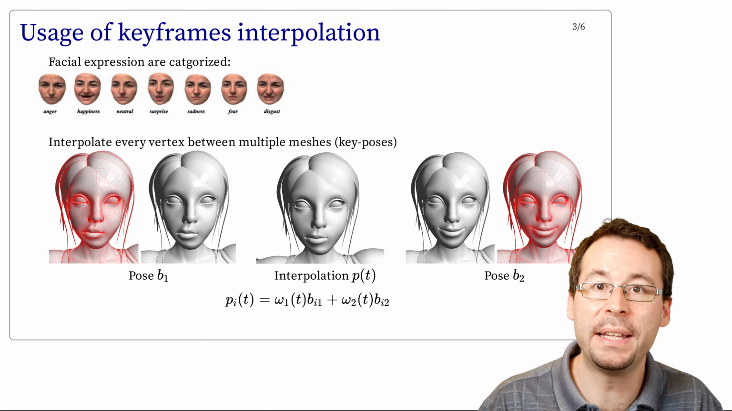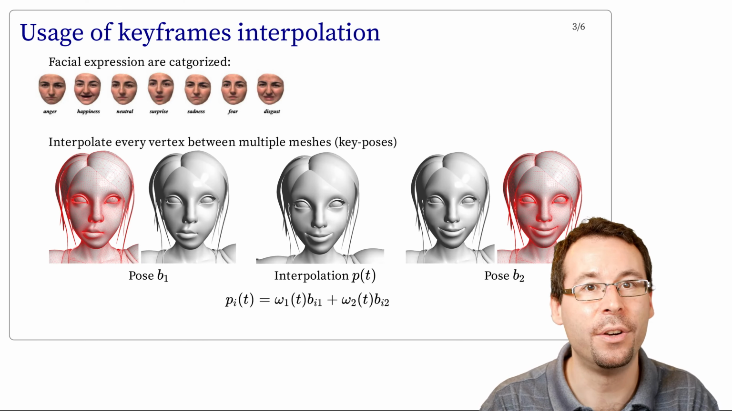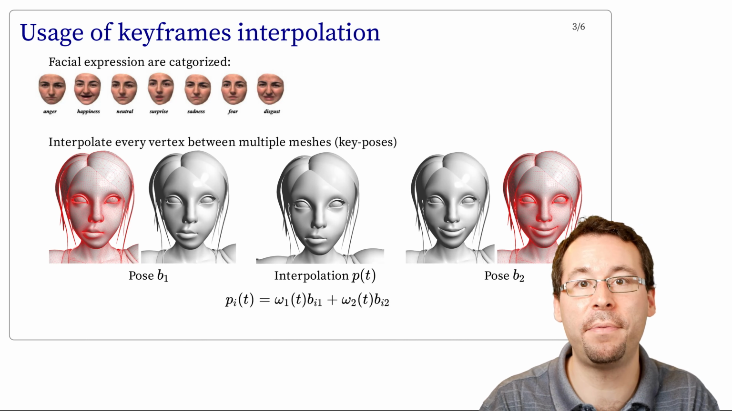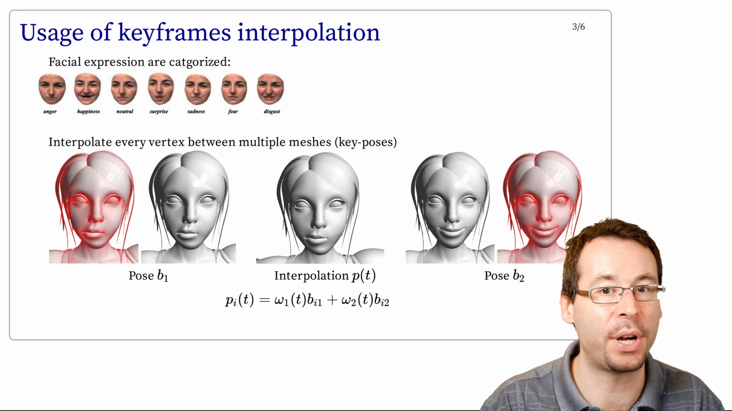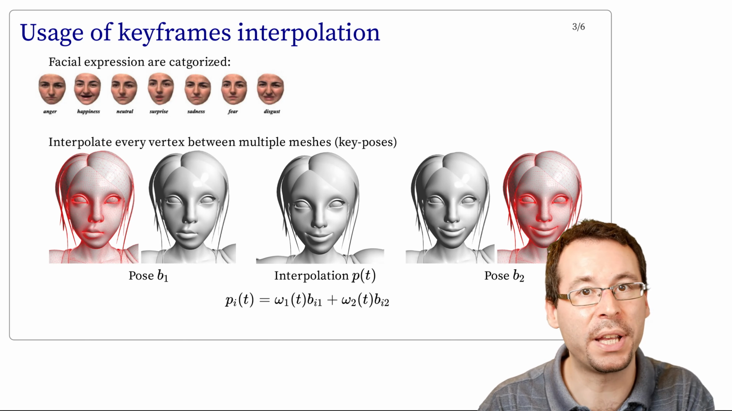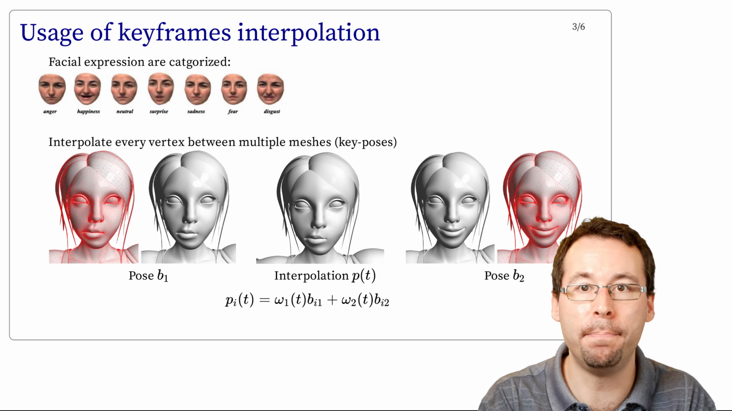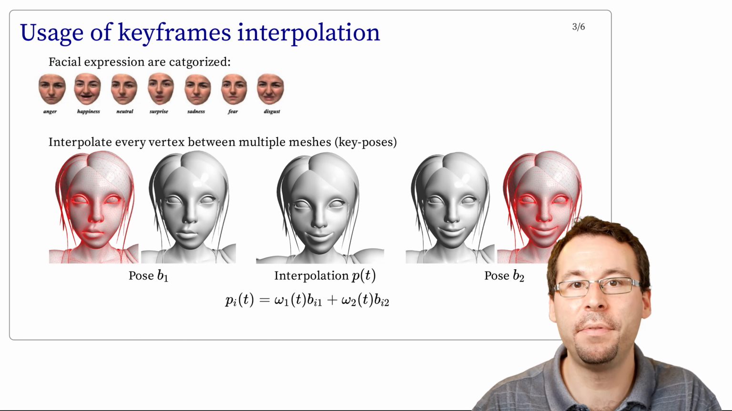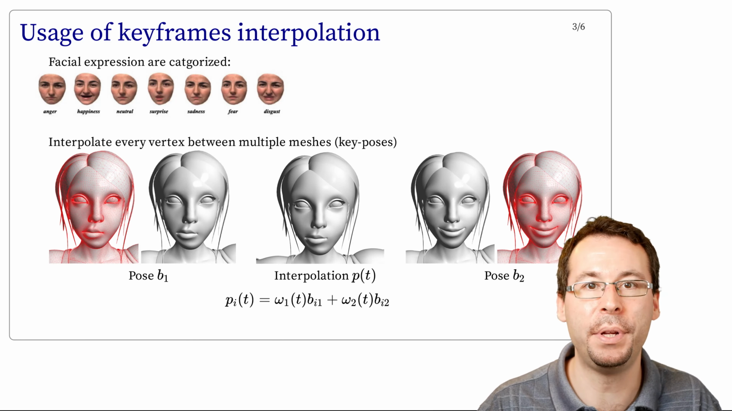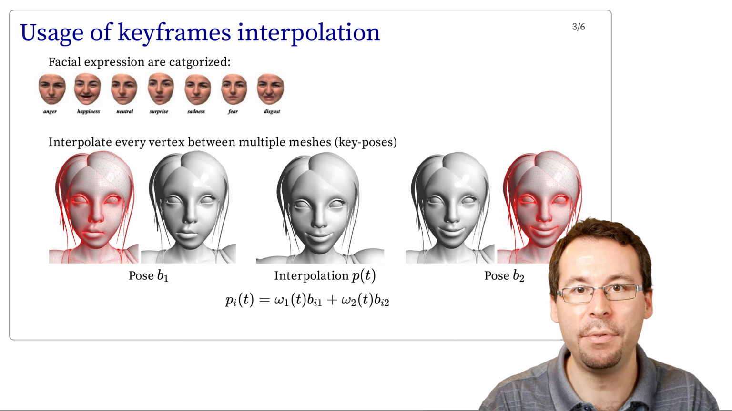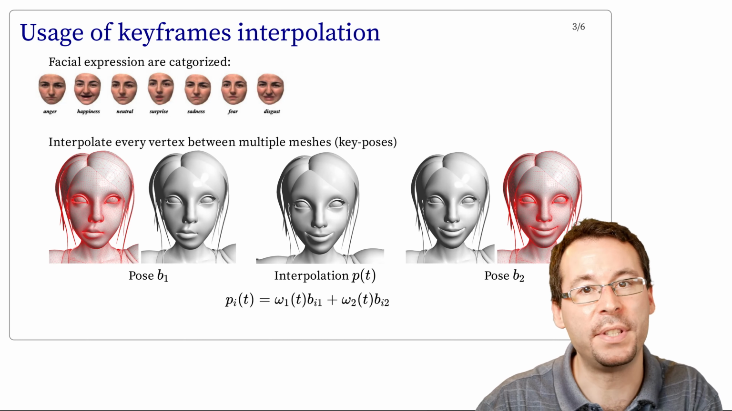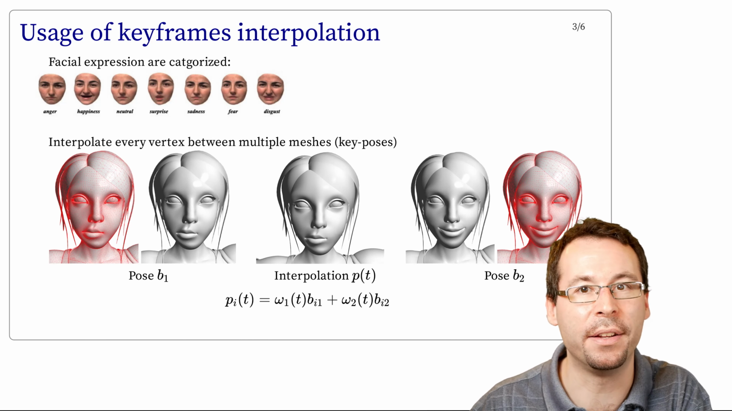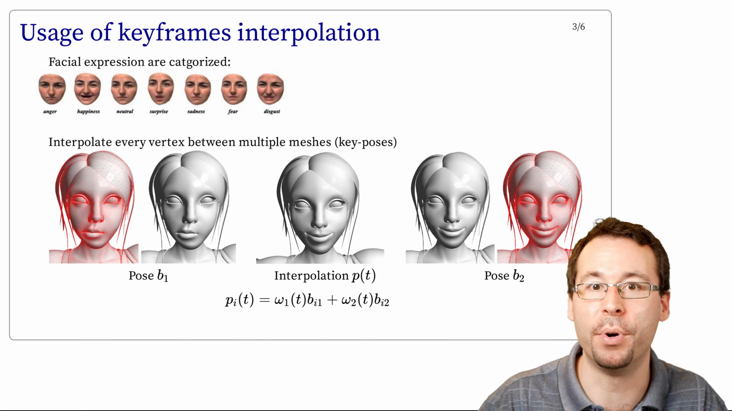So the process of interpolation in itself is easy. We simply apply it to every vertex of the mesh, as the connectivity is supposed to be the same among different expressions. For instance, we can take two basic poses, B1 and B2, and in this example we interpolate linearly between these two positions. And we can call the interpolation weights omega1 and omega2. In this case, omega2 is equal to 1 minus omega1, as there are only two poses.